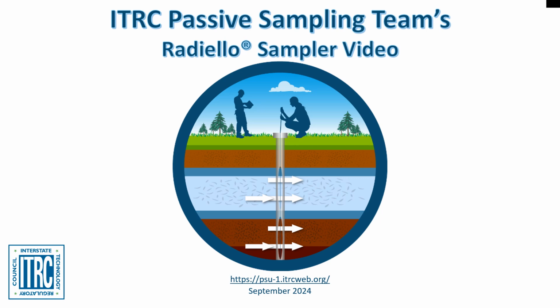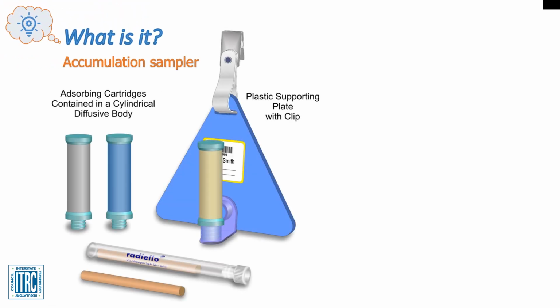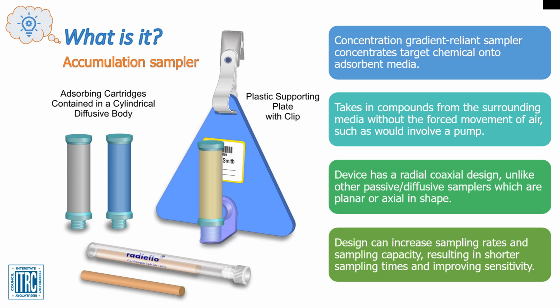The Radiello device is an accumulation-type sampler. The device relies on molecular diffusion of chemicals from the surrounding media through the diffusive barrier onto an adsorbent without the forced movement of air. This device has a radial coaxial design, unlike other passive diffusive type samplers which are planar or axial in shape. This design can increase sampling rates and chemical capacity, resulting in shorter sampling times and improving analytical sensitivity.